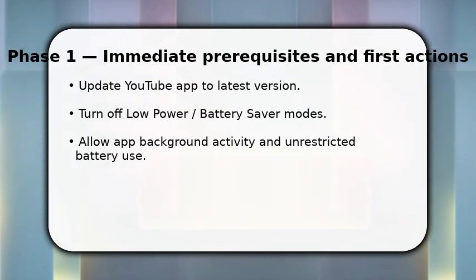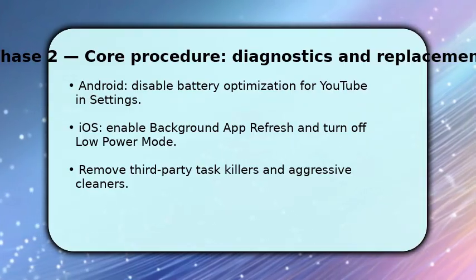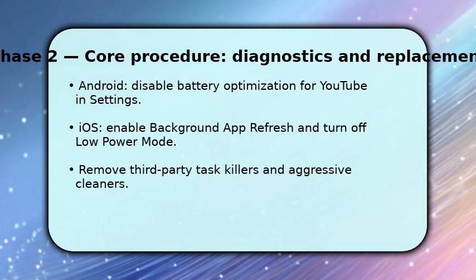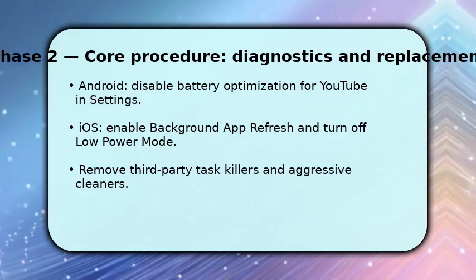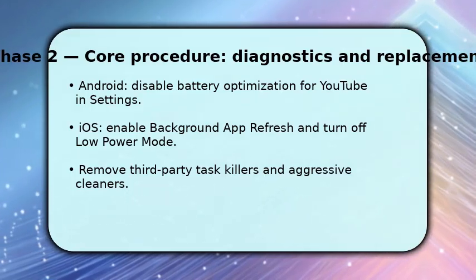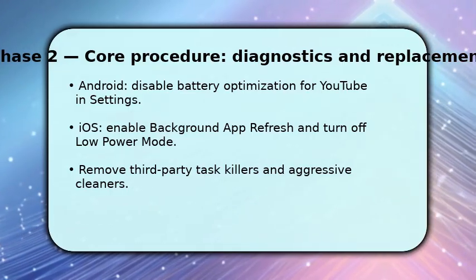Next, enforce background permissions and remove blockers. On Android, open Battery → Battery Optimization → All Apps, find YouTube and set to Not Optimized. Allow background data. On iPhone, enable Background App Refresh for YouTube and switch off Low Power mode.